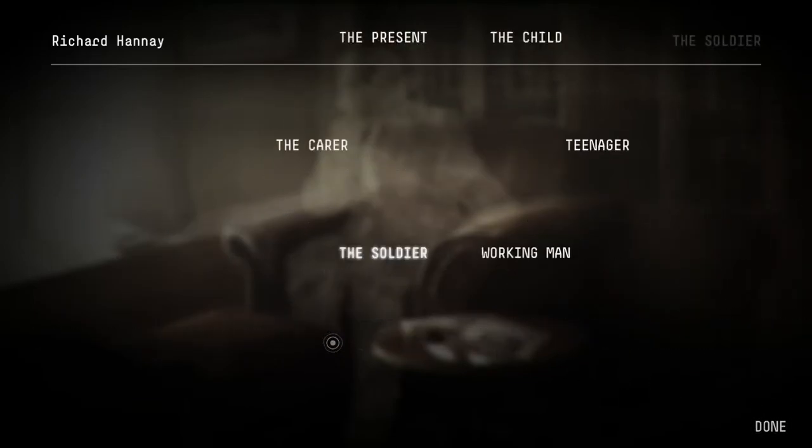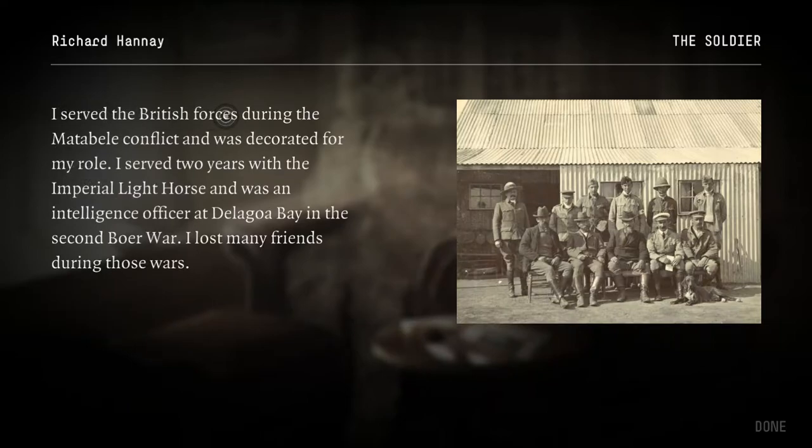The soldier. I served the British forces during the Matabele conflict and was decorated for my role. I served 2 years with the Imperial Light Horse and was an intelligence officer at the Delagoa Bay in the Second Boer War. I lost many friends during those wars.